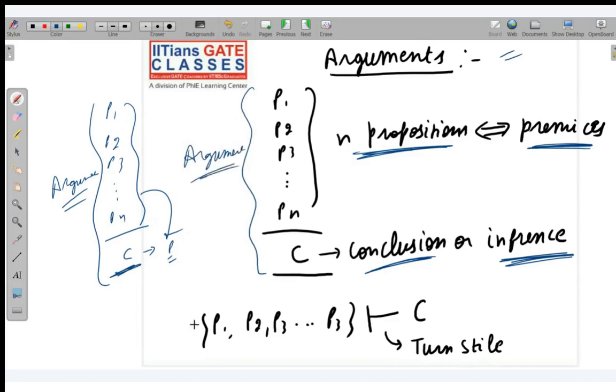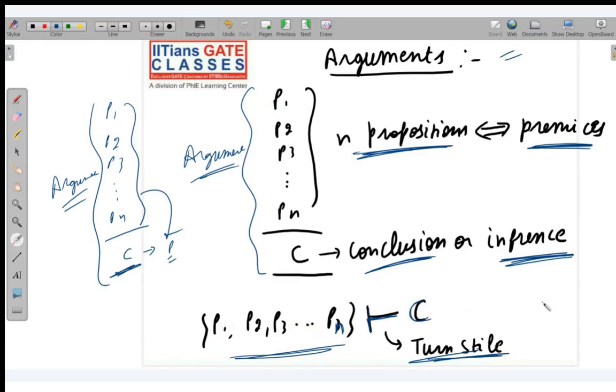Another way of writing an argument is like this: P1, P2, P3, dot dot dot up to Pn. And this symbol is known as the turnstile symbol, and this is the conclusion which we are drawing. So you can represent an argument like this also, or like this also. One and the same thing, no problem.